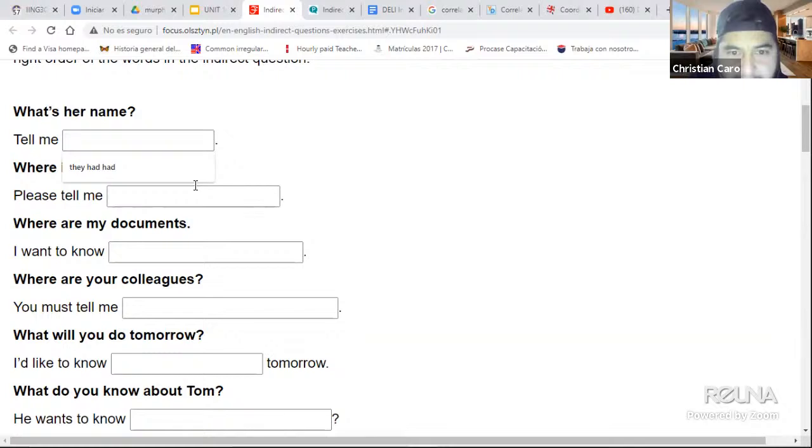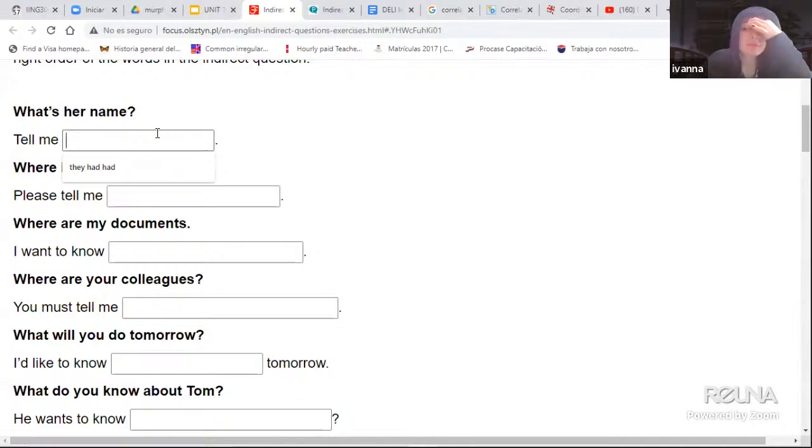So you can type it in the chat room, the number 1, or you can use the microphone, whatever you want. Tell me which is her name. Okay, tell me. In this case, I would, very close, very close. Tell me what her name is. Okay, tell me what her name is. So in this case, you can use the same question word, and then we use the affirmative order, right? Number 2, where is the cinema?